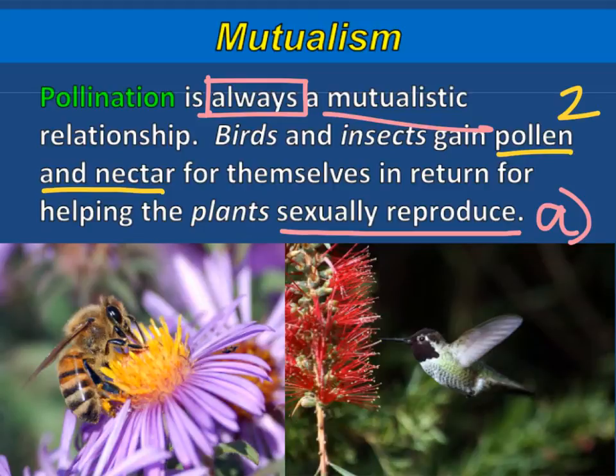Number 2B, what are some examples of pollinators? Those are birds and insects. So on number 2B, you're going to write birds and insects. Those are examples of pollinators, birds and insects. That's number 2B.